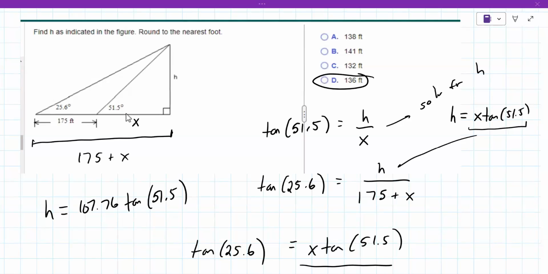Okay, yeah, I got the 135.4, which is closest to D. Okay. Sweet.